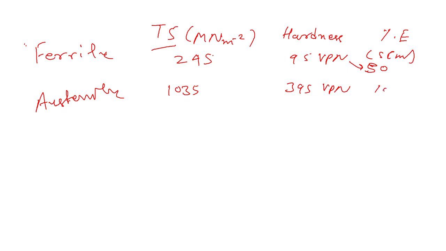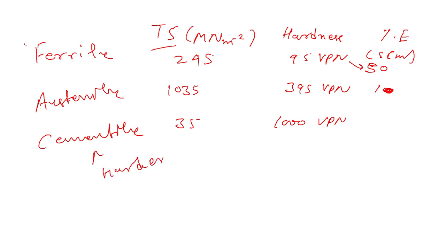So ferrite is a very soft phase. Cementite has a tensile strength of 35 meganewtons per meter square, and the hardness is comparatively very high. So it is a very hard phase. It is even harder than martensite. We will discuss martensite later. And elongation we can say is 0%.